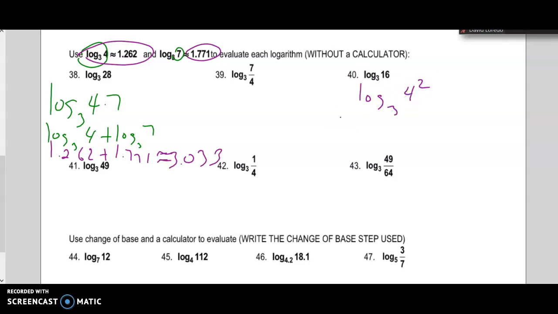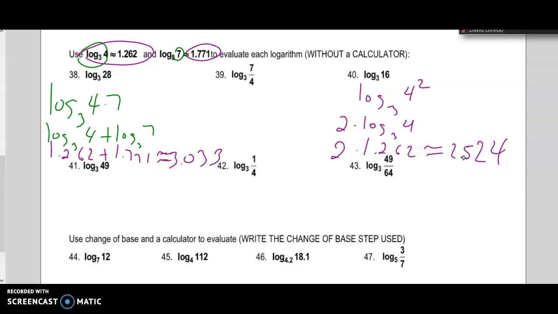16 is 4 squared. So this one we have no need for the 7. So it'll be 2 times 1.262. So let's go ahead and double all this. 6, 2, 4, 5, 2. Again, double check that just in case. Or in fact, give me a second. I'll type it into my calculator on my phone real quick just to verify this. 2 times 1.262. Yep, that one's good.